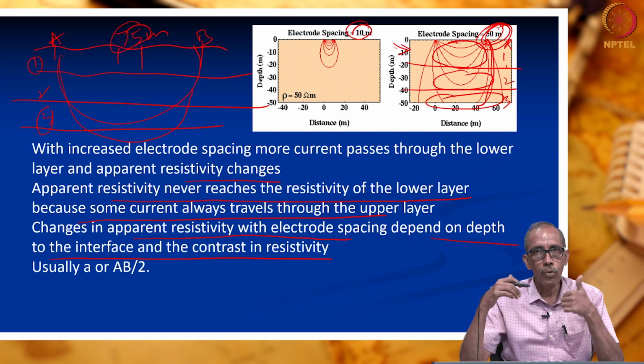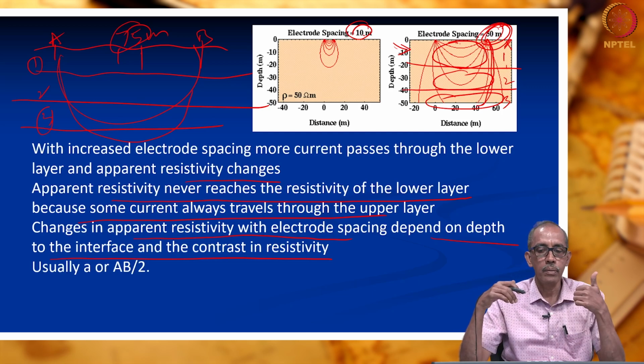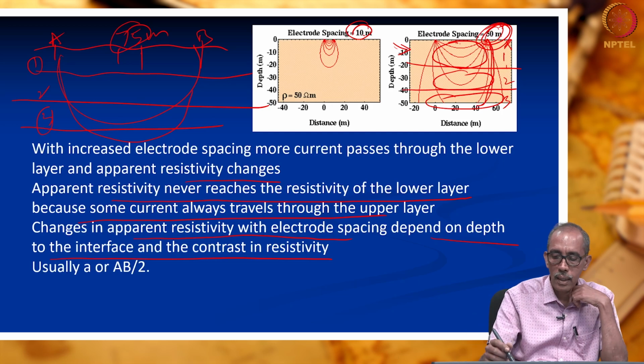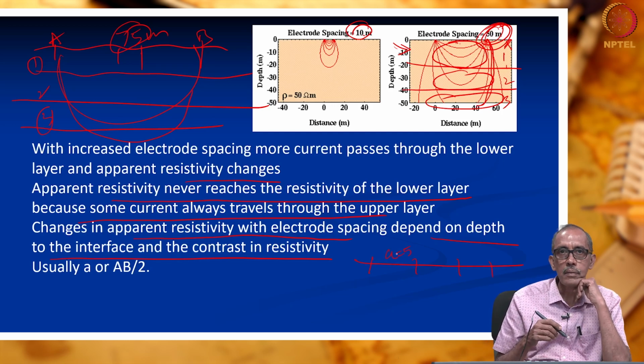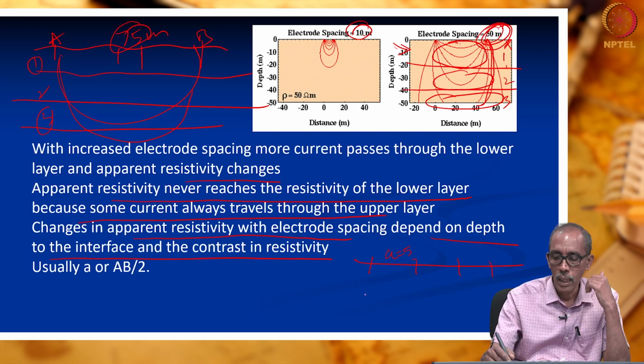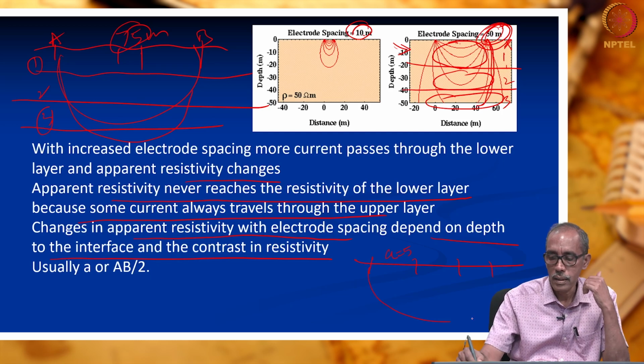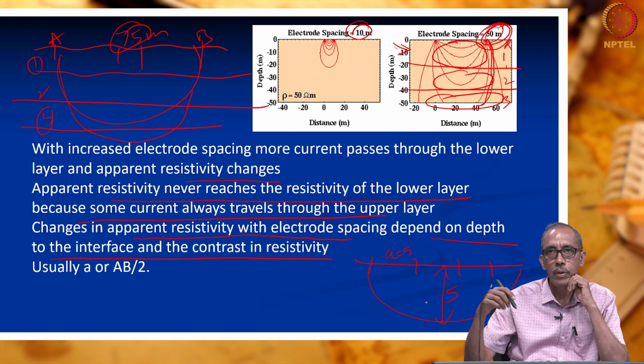Generally, as a rule of thumb, we can assume the depth of penetration is A in the case of the Wenner method. Suppose A is equal to 5 meters, generally we can assume the depth of penetration is 5 meters.